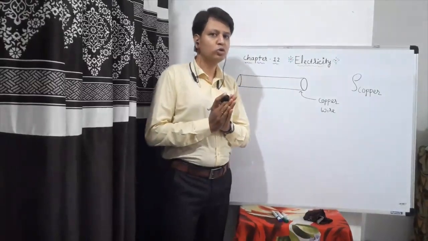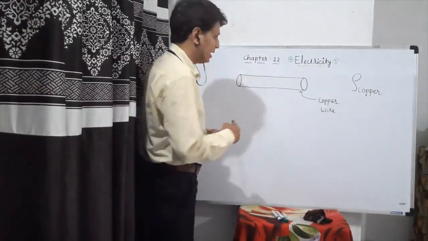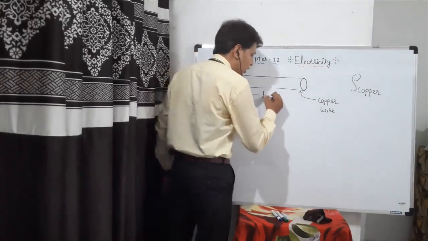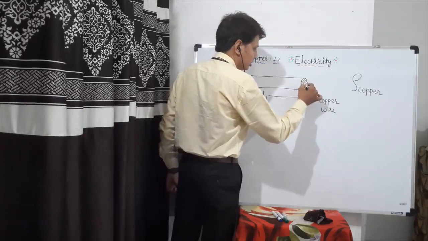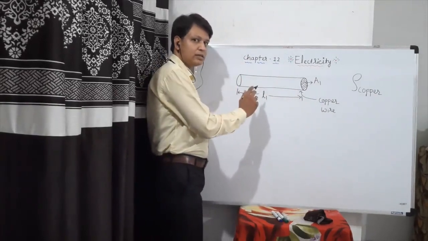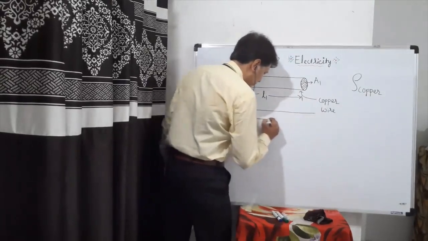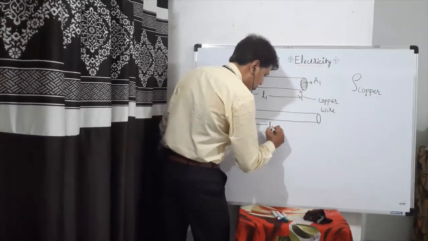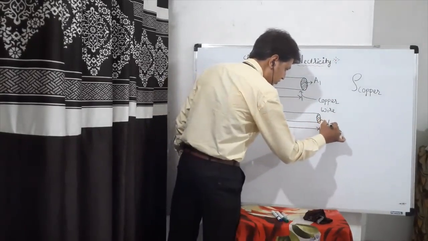Students, let us go through some portion in which we are going to study about resistance and resistivity. Let us assume that this is a copper wire of some length L1 and the area of this cross section is A1. Now the copper wire remains the same because we are using copper wire. I am just increasing the length of the copper wire from L1 to L2, and area is also changed from A1 to A2.